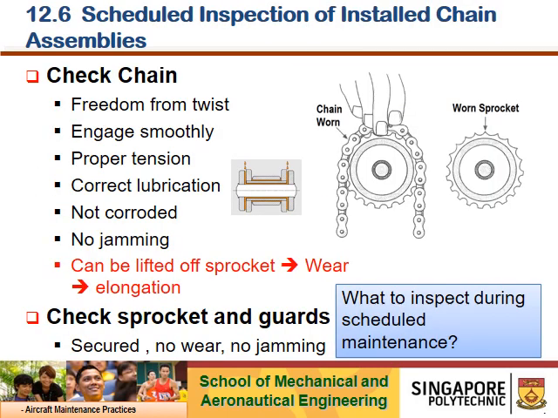There are times that we need to inspect the chain. In order to inspect the chain, we have to remove the chain assembly and check the chain for freedom from twist, engagement, tensioning, and ensure it's properly and correctly lubricated. There's no corrosion, and no stiffening on the joint part. And last but not least, elongation. Also on the sprocket side, we have to check for wear, corrosion, security, and cracks, any possible defects.